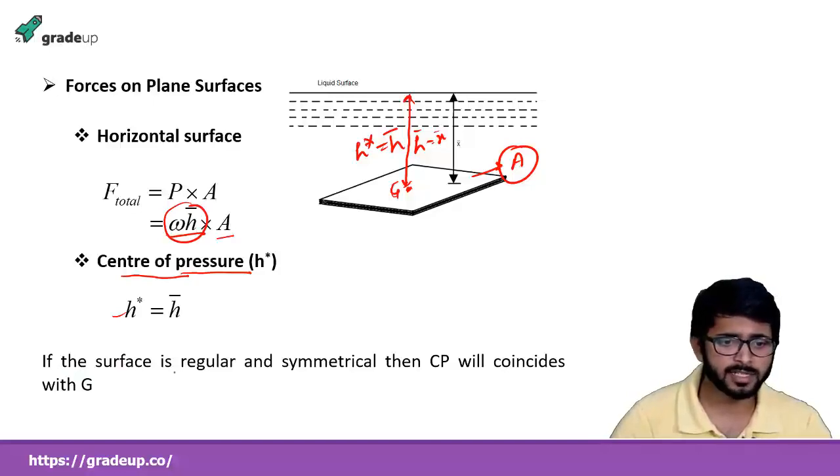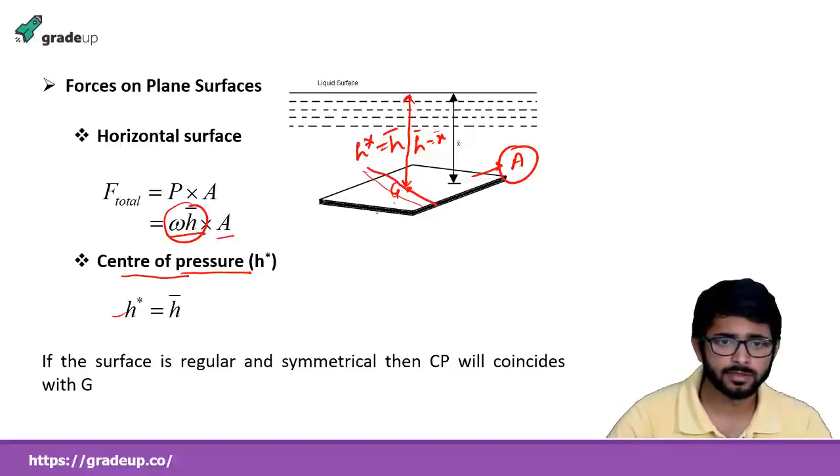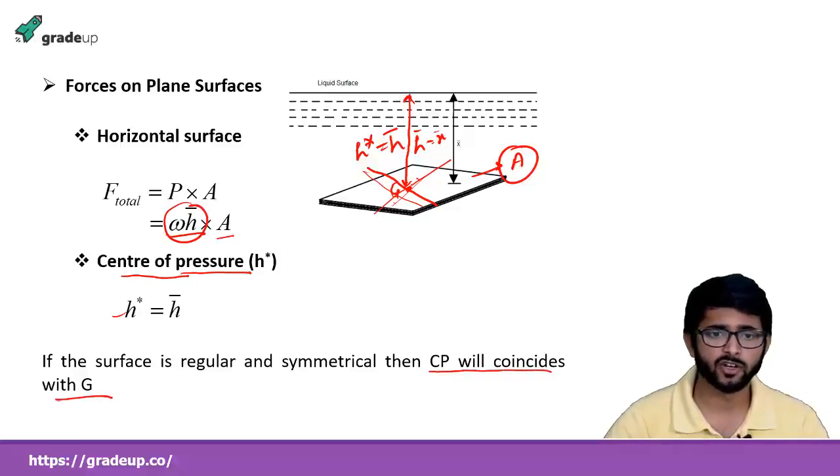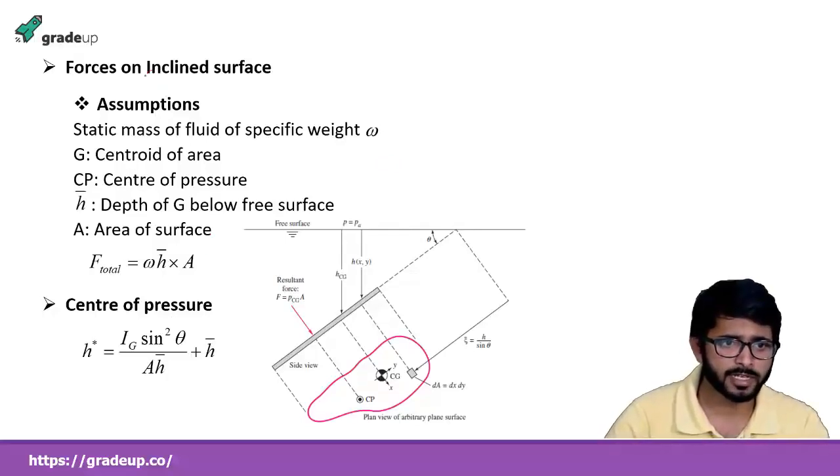So if the surface is regular, say it has no irregularities and is symmetric about any axis, say here, about both axes the surface is symmetric, then the CP, center of pressure, will coincide with the G. Center of pressure will coincide with the G. Okay, now we will understand clearly in the coming slides. So moving on, let's talk about the inclined surface.